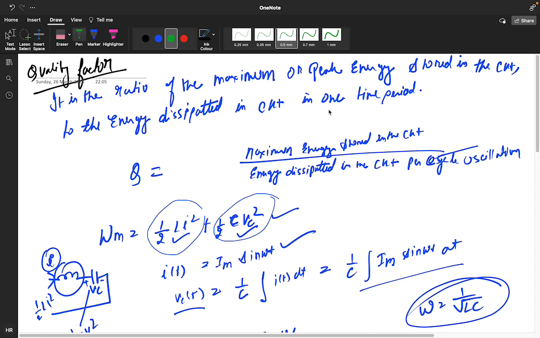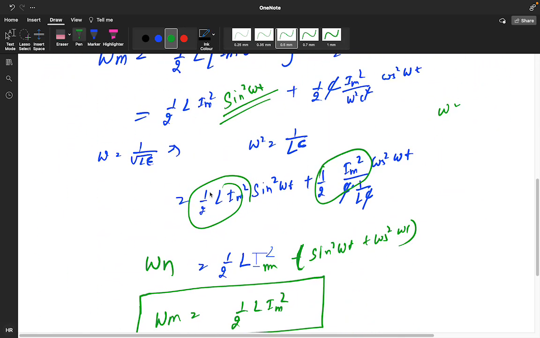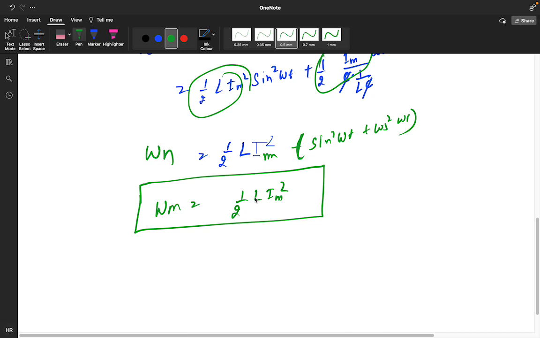Okay, so continue. And here 1 by time period will be multiplied with 2 pi. So 2 pi will be there. So we are getting omega m is equal to half L Im square.